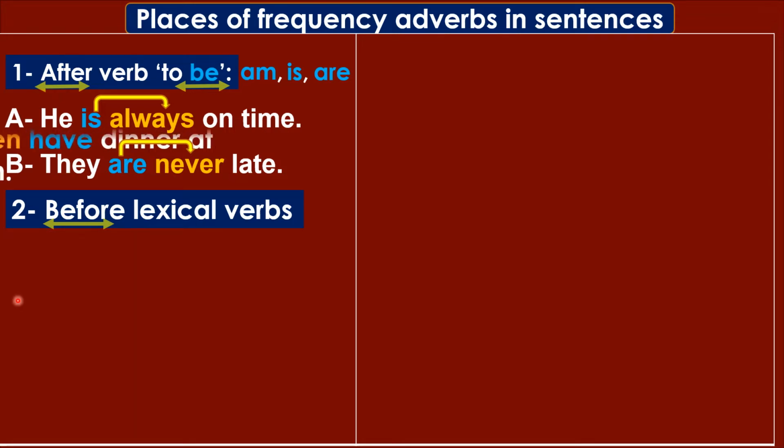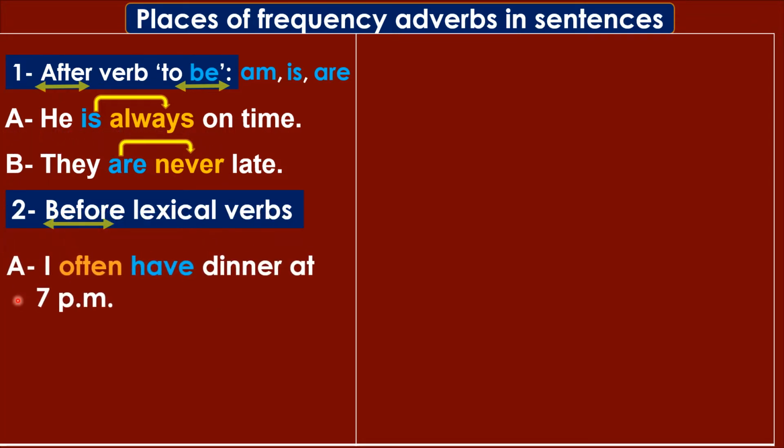Let's have a look at some examples. I often have dinner at 7 p.m. If you look, often comes before have, and have here is a lexical verb which means I eat. So I often eat dinner at 7 p.m.